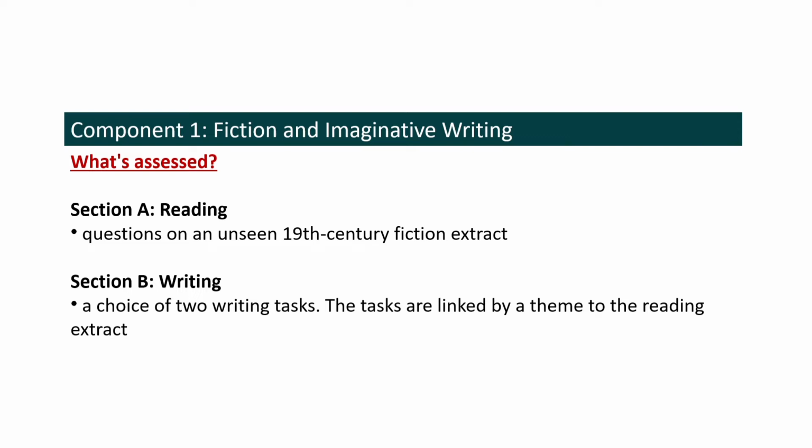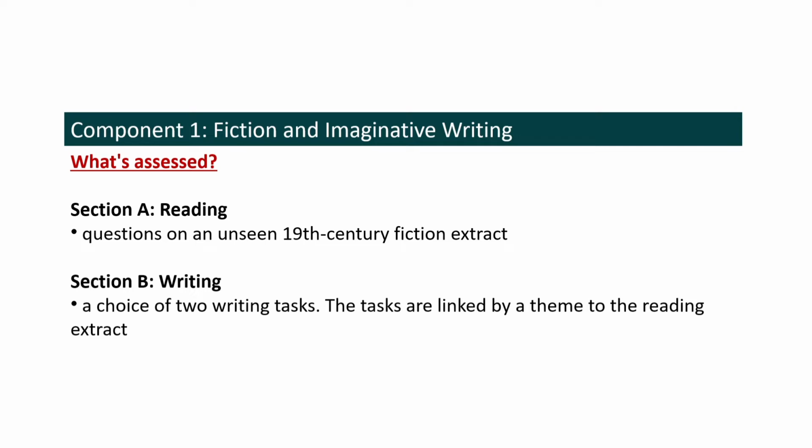You will be given 2 writing tasks to do, and you have the option to choose which one you want to do. The writing tasks are linked by a theme to the reading extract. This means that if your reading extract talks about someone who commits a crime and tries to hide it, your writing task could be to write about a frightening experience or write about a time when you or someone you know tried to hide something.